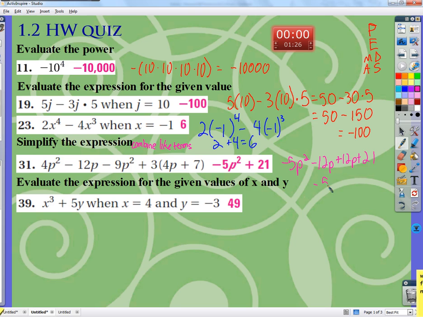So we have negative 5p squared. Can I put these together? Why can I put these together? What is it that makes these like terms? P, right? It's not a P and an R. So they've got the same variable, so they represent the same number. And what else? The exponent. What is the exponent of this P? An exponent of 1. So we can put these together, negative 12P plus 12P cancels out. So we have 0P plus 21. So we've collected like terms.